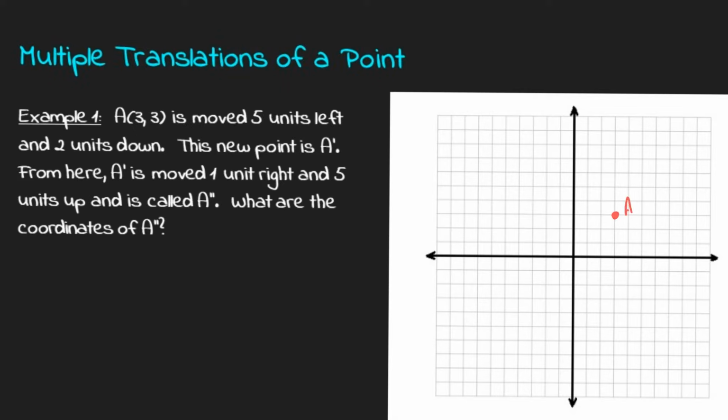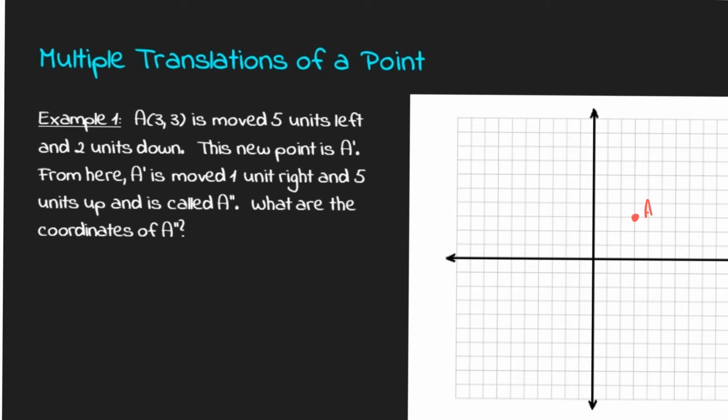And that's A, and it's moved 5 units to the left and 2 units down, and that new point would be A prime. And then from there, A prime is moved 1 unit to the right and 5 units up, and that's called A double prime. What I want to know are the coordinates of A double prime. So this would mean that I just want to know what A double prime is, so the point after both of the translations are performed.